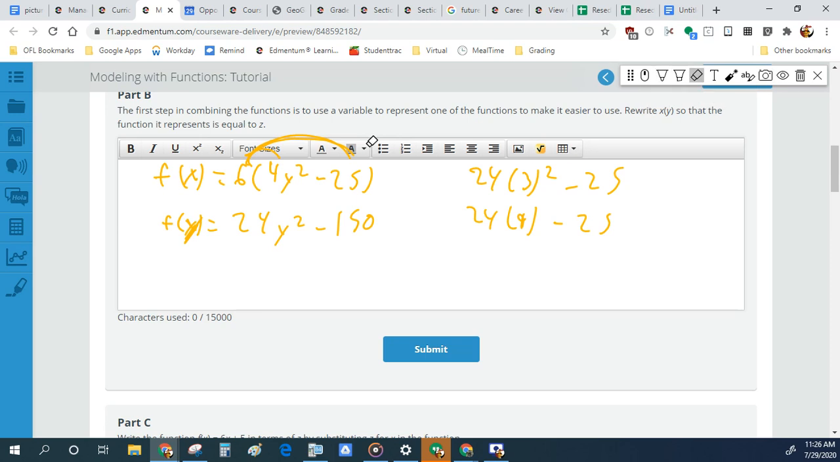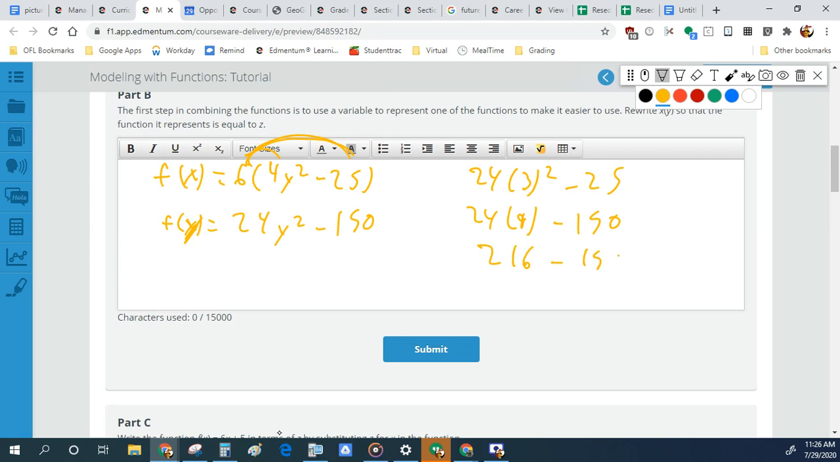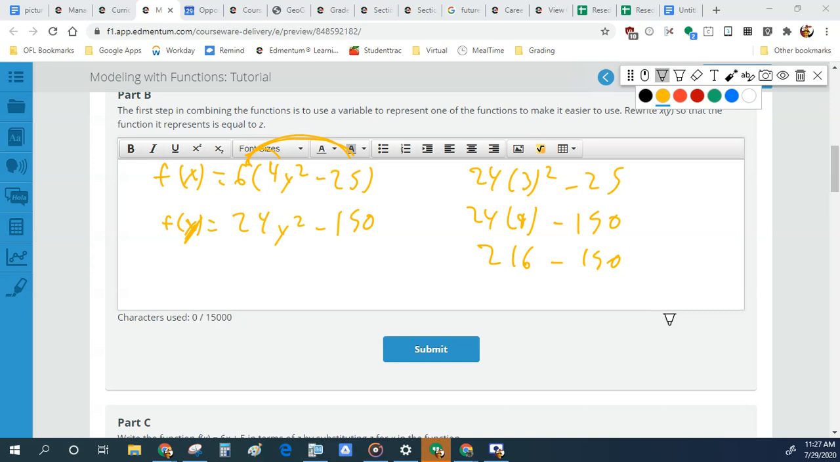So then if I take my eraser here, this is 150. Where's my calculator? 24 times 9, 216 minus 150. Minus 150, 66. So it's off by a lot less. What did I do wrong? Well, it was just the distributing. That was it.